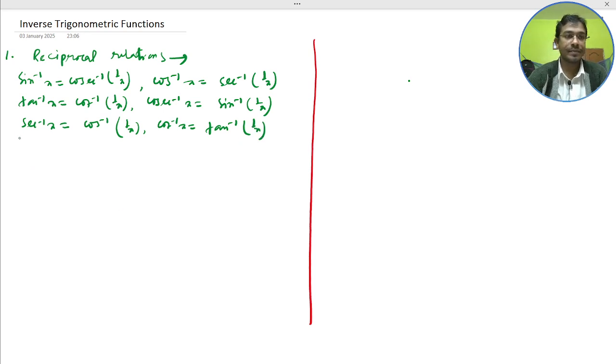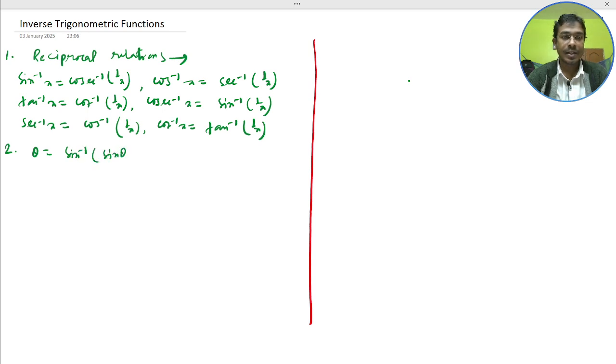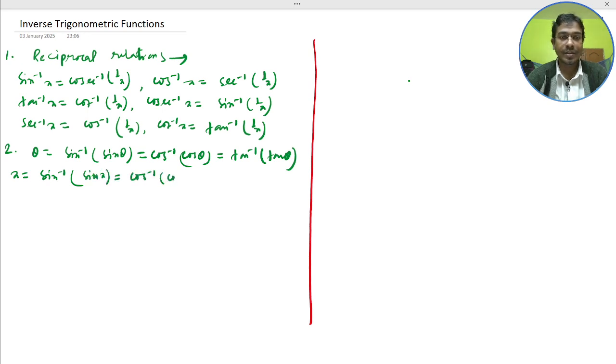Next, theta is equal to sin inverse sin theta, which is equal to cos inverse cos theta, which is equal to tan inverse tan theta. Next, x is equal to sin inverse sin x, which is equal to cos inverse cos x, which is equal to tan inverse tan x.